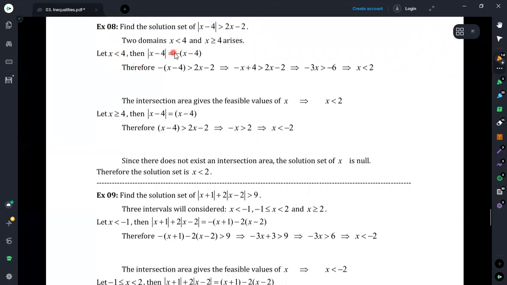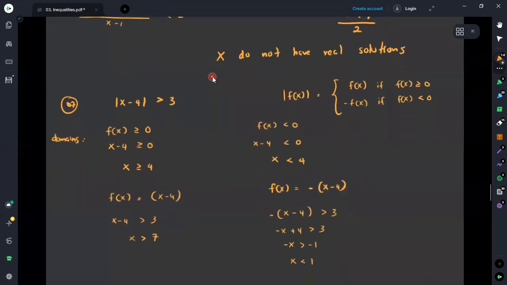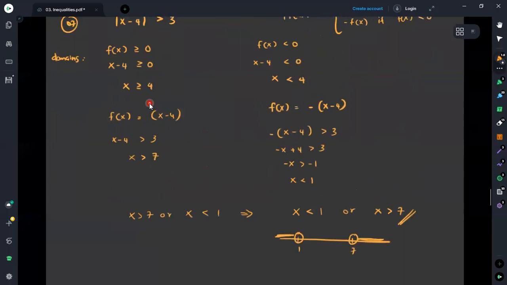If x is less than 4, the function would be minus f(x). Then we need to substitute minus f(x), and it should be greater than 2 times x minus 2. Solving this inequality leads to the solution x less than 2. Actually, we have to consider the intersection region here. I have missed that part in the previous example. If you see these two regions, for the first part I will mention it here as well. We have to consider the intersection region.